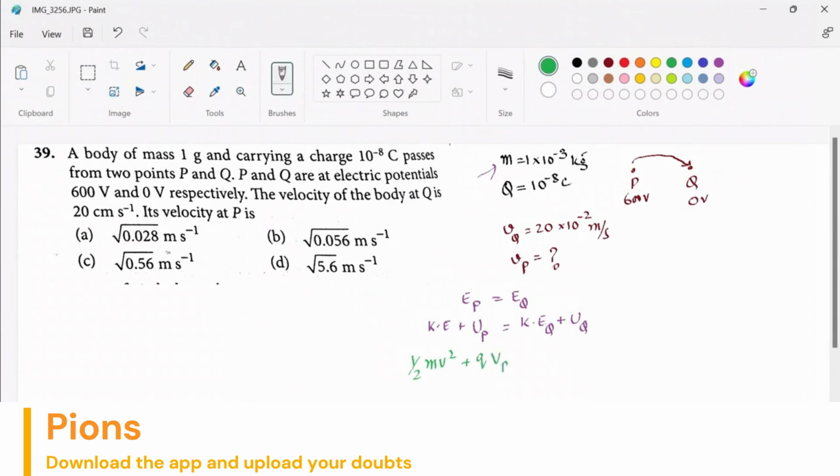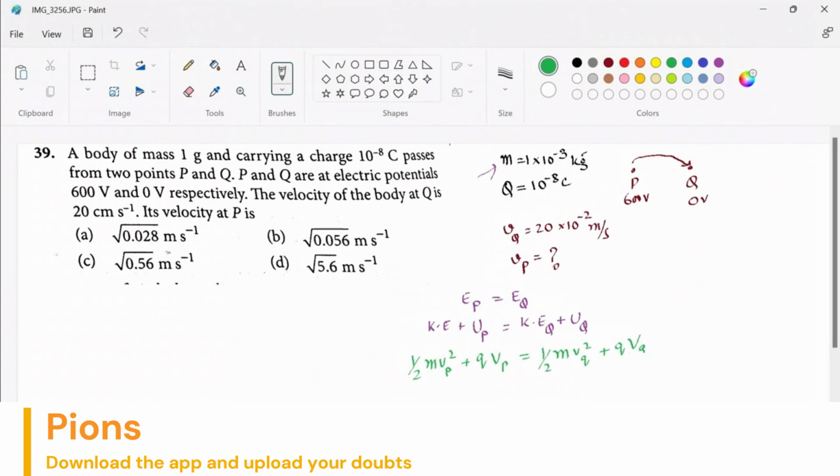So QVP. The charge still remains the same. Charge is not changing when you are going from P to Q. So it will be half m, this is velocity at point P square, this is velocity at point Q square, plus charge times velocity. Sorry, not velocity, potential. Be very careful with V's. This will be at point Q. Okay, great. Let's now substitute whatever stuff we know.